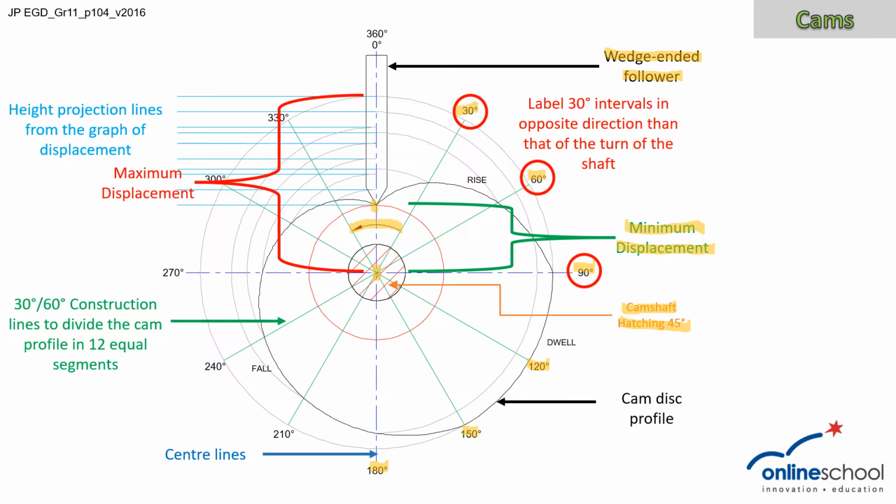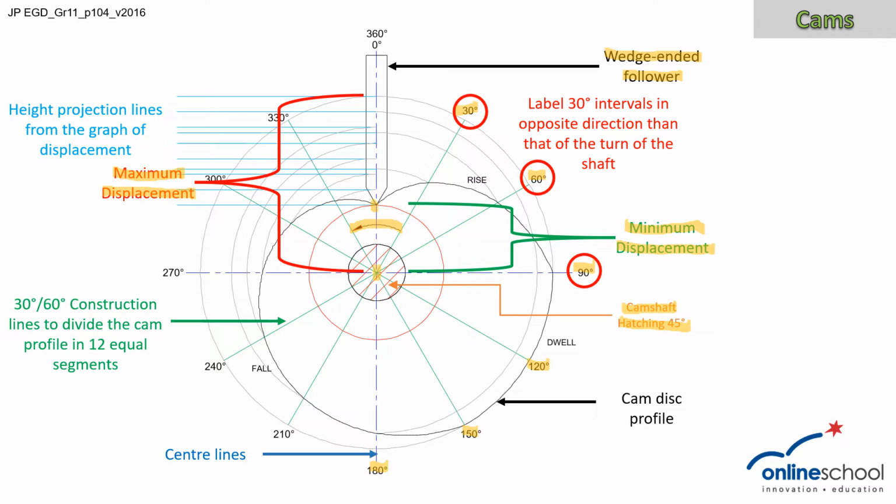Once we've done that, we also normally draw a full light construction circle all the way around the 360 degrees to identify the maximum displacement of the movement of the follower. So that's our maximum displacement. Please indicate that full construction circle.